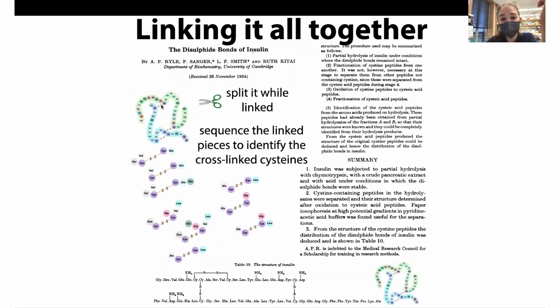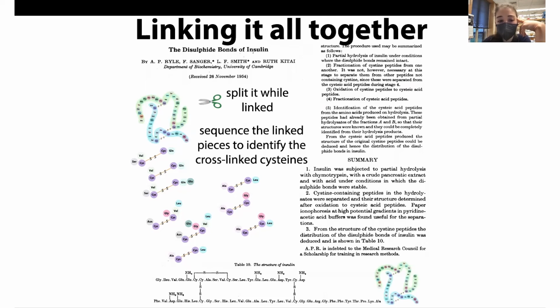And so they did this partial hydrolysis in its oxidized form. So they didn't add the reducing agent, so they kept these links in place. Then they were able to isolate the pieces containing the links while those links are still in place. Then they were able to separate these and figure out the sequence.